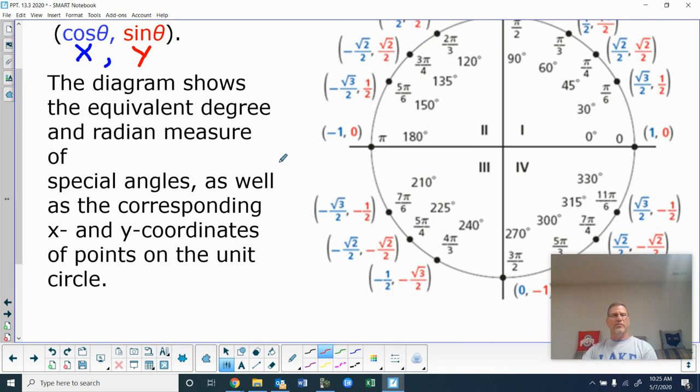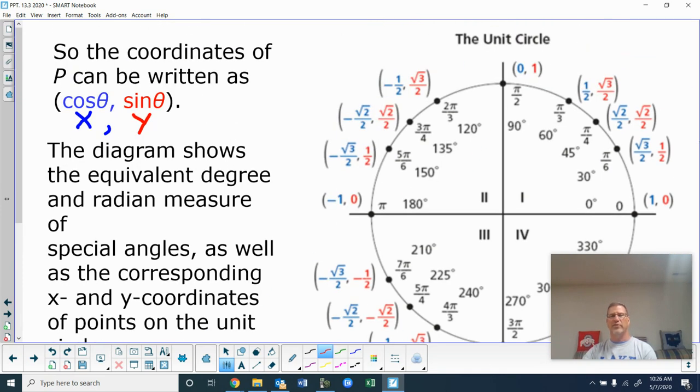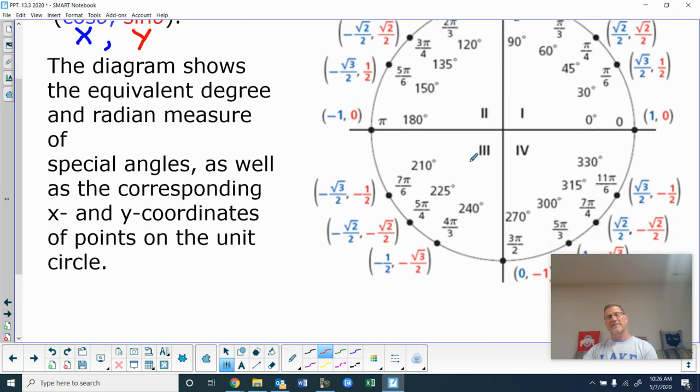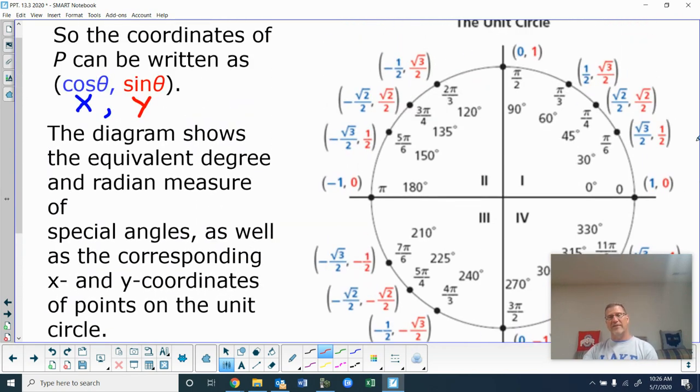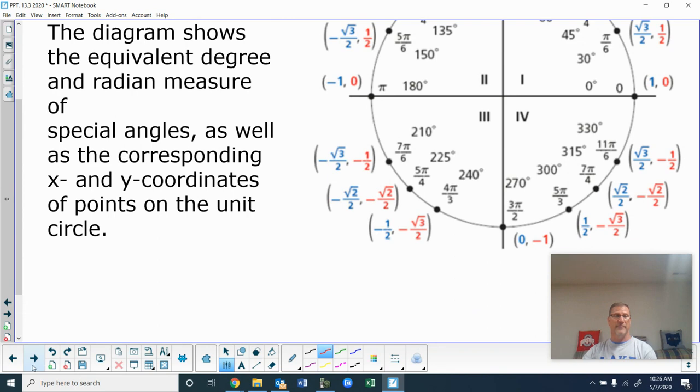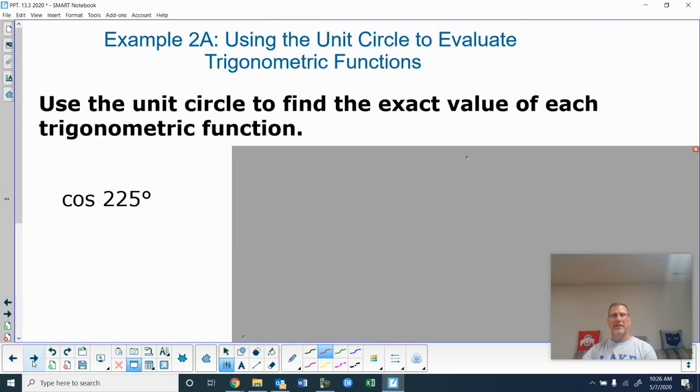So the diagram shows the equivalent degree and radian measure of special angles as well as corresponding x and y coordinates of the points on the unit circle. So these are all points, again, this is the same picture we've been looking at. Again, in pre-calc next year, you'll have to memorize that. For me, if you memorize those two triangles, you can figure everything out. Your choice. For now, you guys can just look at it, right? Because you're going to have it right in front of you when you do the problems for your homework and practice quiz and all that stuff.